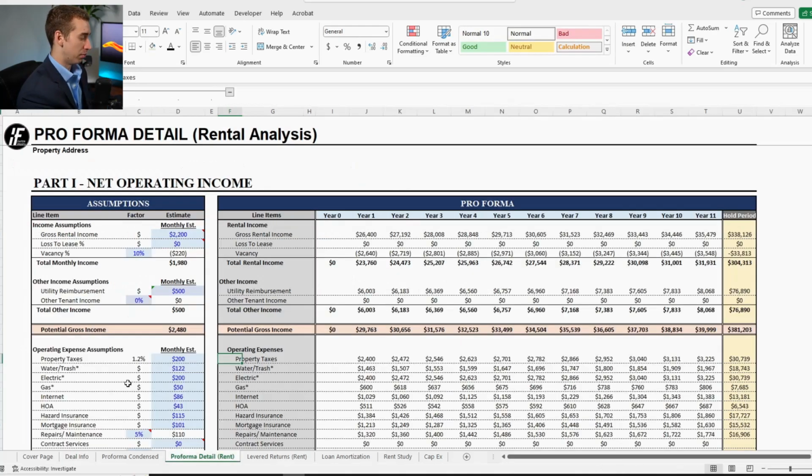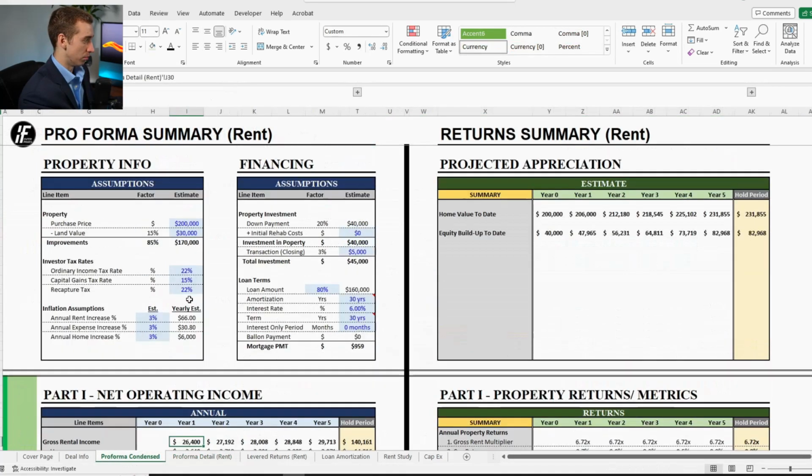So again, this model is incomplete. I'm not looking at that other page. But let's just say that I've assumed the property taxes to be 1.2%. That comes out to $200. And so we're looking at an annual property tax of $2,400 for the first year and increasing by 3% based off of the assumptions we made here. Expense increase percent is 3%.